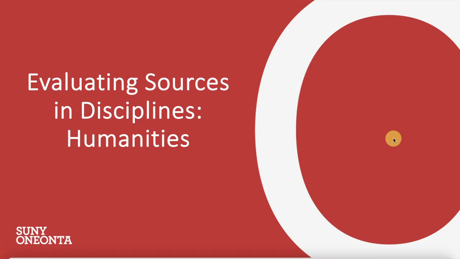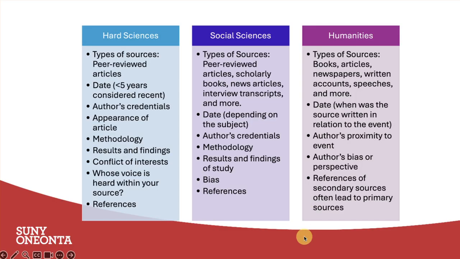In this video, we are going to talk about evaluating sources in different disciplines, specifically in the humanities. When evaluating sources in the humanities, it is important to understand the context and what types of sources you are expected to use for an assignment. Often, your professor will ask you to use at least one primary source in your assignment.